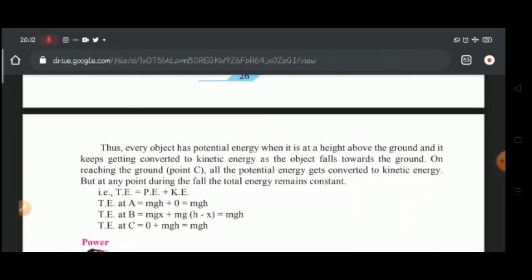Thus every object has potential energy when it is at a height above the ground, and it keeps getting converted to kinetic energy as the object falls towards the ground. On reaching the ground, point C, all the potential energy gets converted to kinetic energy, but at any point during the fall, the total energy remains constant. That is, total energy is equal to potential energy plus kinetic energy. Total energy at A is mgh. Total energy at B is mgh, excluding the h and x. Total energy at C is definitely mgh.